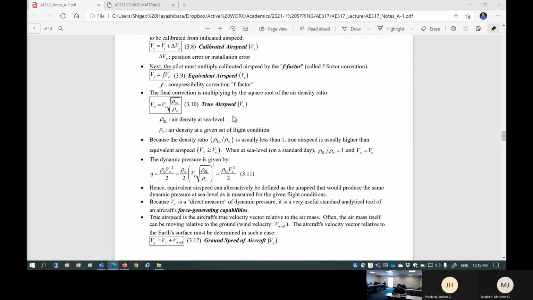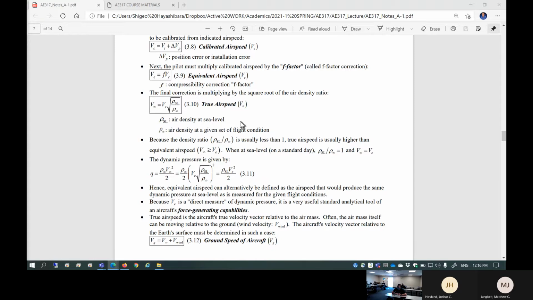The next step is, since you want true airspeed, you can only get true airspeed if you know the actual density. So you have to figure out actual flight density. It usually requires additional information, such as outside air temperature, OAT. So if such a thing is given, you multiply by the square root of the density ratio to determine true airspeed.